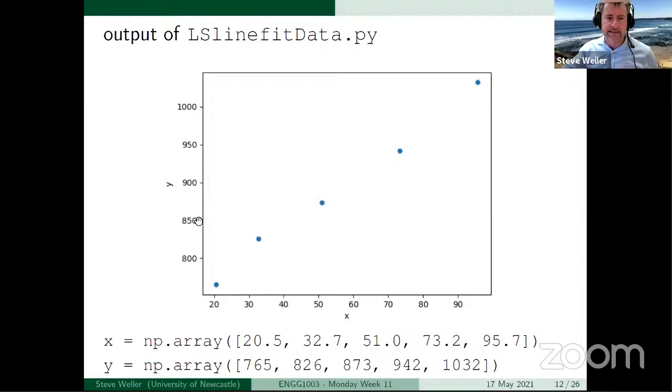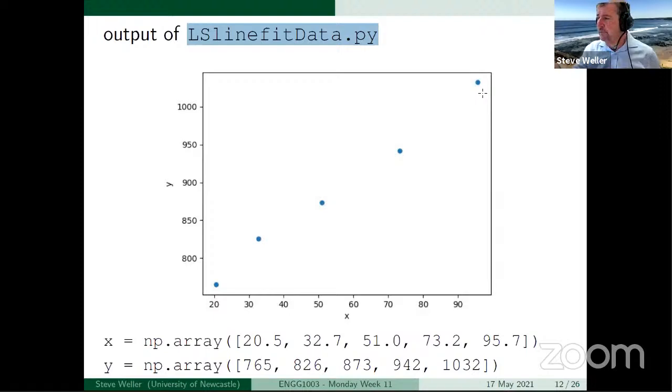Now, I'm not going to share with you in the lecture slides the whole code for this least squares line fit data Python program, but I have shared it with you in Blackboard and Discord, so you can run it yourself if you like. The reason is that the code to generate these dots is a subset of code that I'm going to step through with you in a few slides.